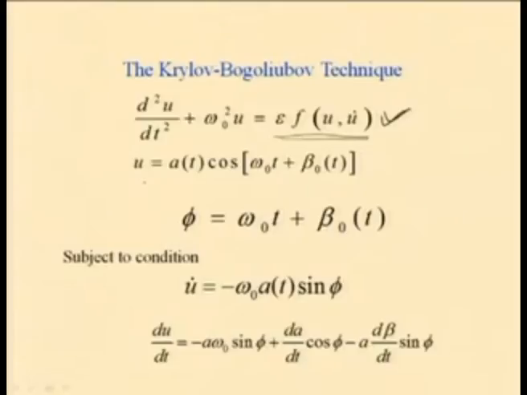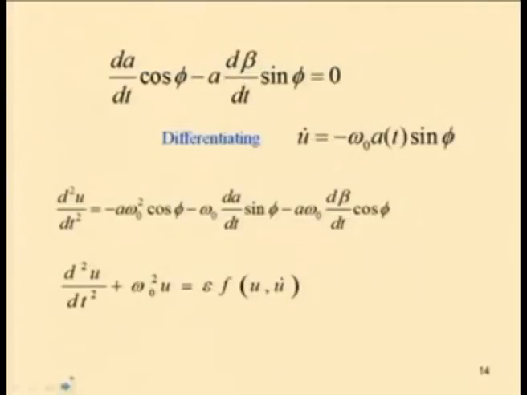Krylov and Bogoliubov assumed that u dot can be written in this form: u dot equal to minus omega 0 a(t) sin phi, and du by dt equal to minus a omega 0 sin phi plus da by dt cos phi minus a d beta by dt sin phi. Following in this way, one can write d square u by dt square equal to minus a omega 0 square cos phi minus omega 0 da by dt sin phi minus a omega 0 d beta by dt cos phi.